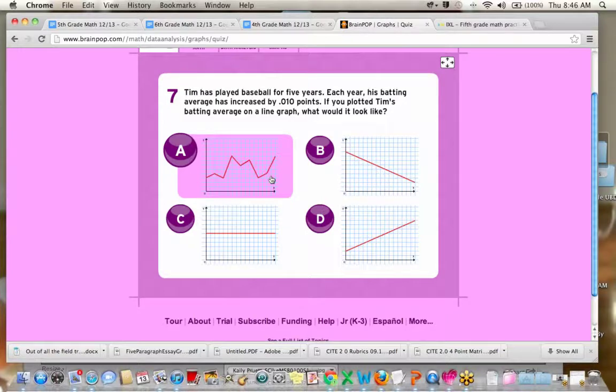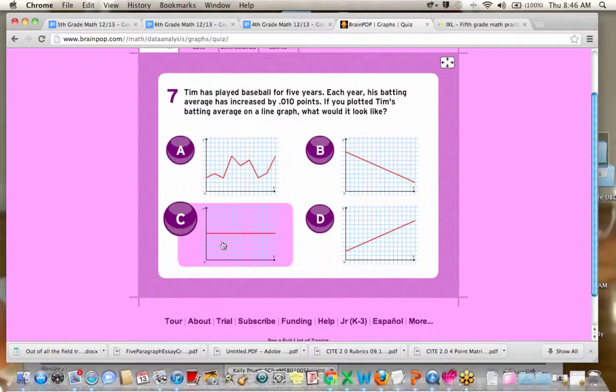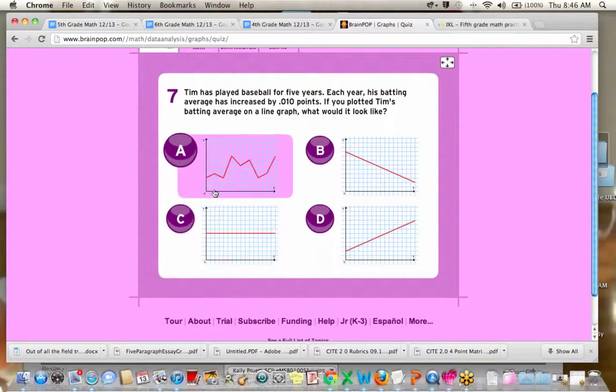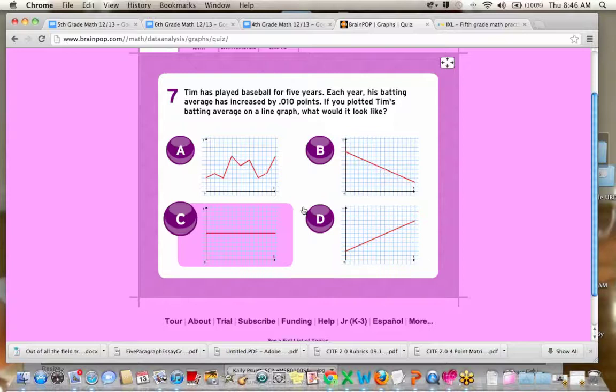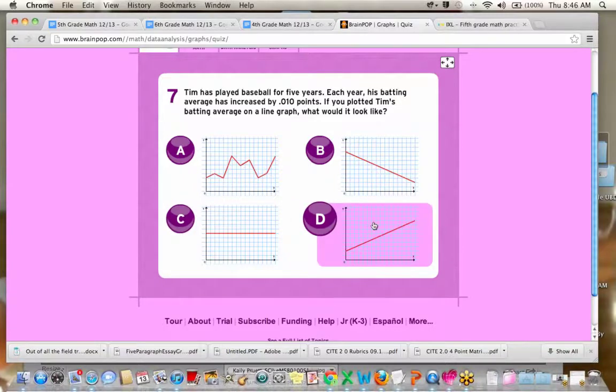Okay, number 7. Tim has played baseball for 5 years. Each year, his batting average has increased by 0.10 of a point. If you plotted Tim's batting average on a line graph, what would it look like? Okay. So it increased. So it starts kind of towards the bottom of the graph, and then it's going to start kind of going up. It goes up very small, but which one would show a little bit of growth? Good. I'm getting everybody saying D. Awesome.